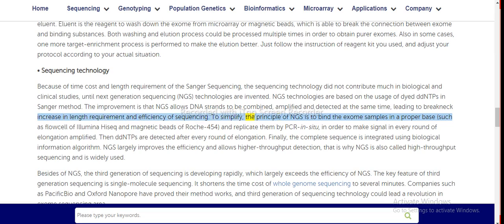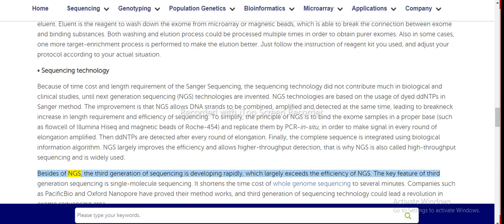To simplify, the principle of NGS is to bind the exome samples to a proper base, such as the flow cell of Illumina HiSeq and the magnetic beads of Roche 454, and replicate them by PCR in situ, in order to amplify the signal in every round of elongation. Then ddNTPs are detected after every round of elongation. Finally, the complete sequence is integrated using bioinformatics algorithms. NGS largely improves efficiency and allows higher throughput detection. That is why NGS is also called high-throughput sequencing and is widely used.